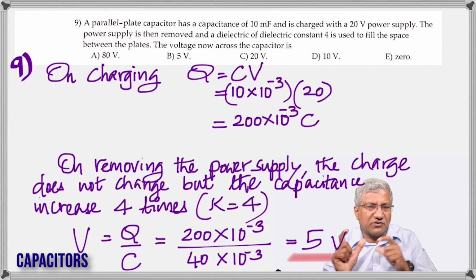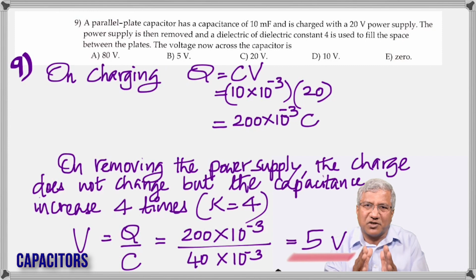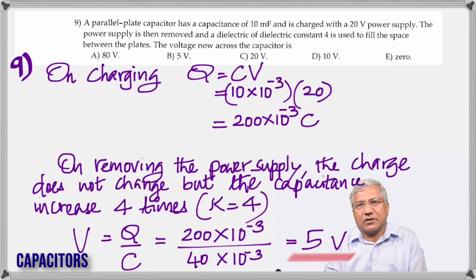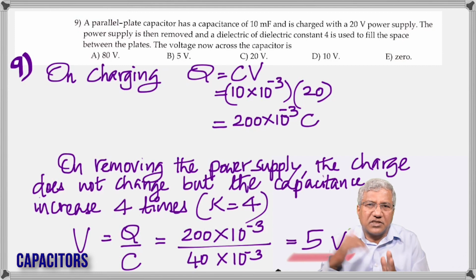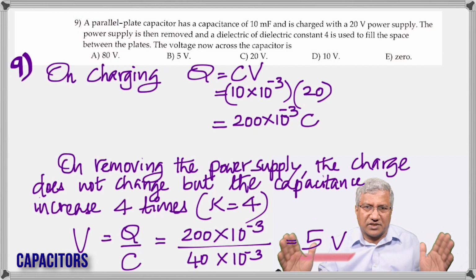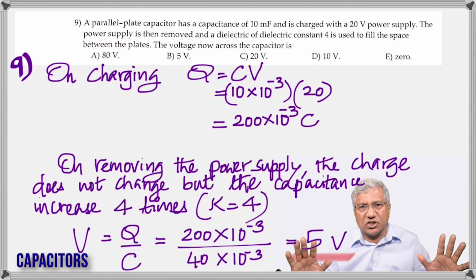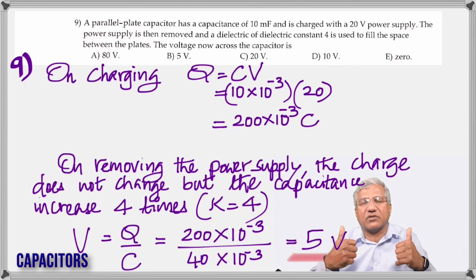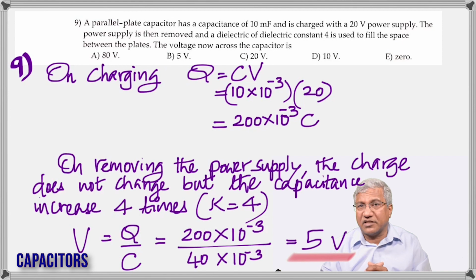So look at the variation. The point at which you introduce the dielectric is important. If you introduce the dielectric after the power supply is disconnected, then the voltage decreases. But if you introduce the dielectric while the power supply is still connected, then the voltage doesn't change, but instead the charge increases to 4 times. It's going to be a definite question on any exam, so be careful on understanding this. All right, that's a pointer.